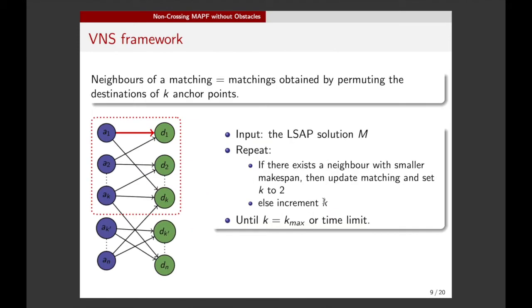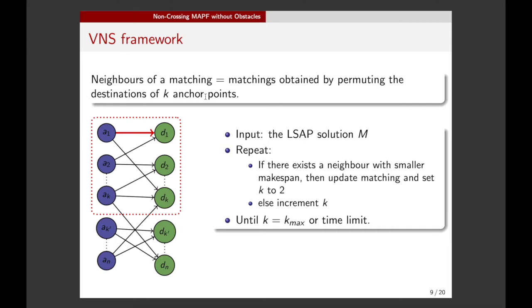The upper bound computed by solving LSAP can be improved by performing local search. Here, we propose a VNS framework. Since the solution of LSAP is feasible as it contains no crossing edges, we can begin with the solution of LSAP. In this VNS algorithm, the neighborhood of a matching contains every non-crossing matching obtained by permuting the destinations of k anchor points.